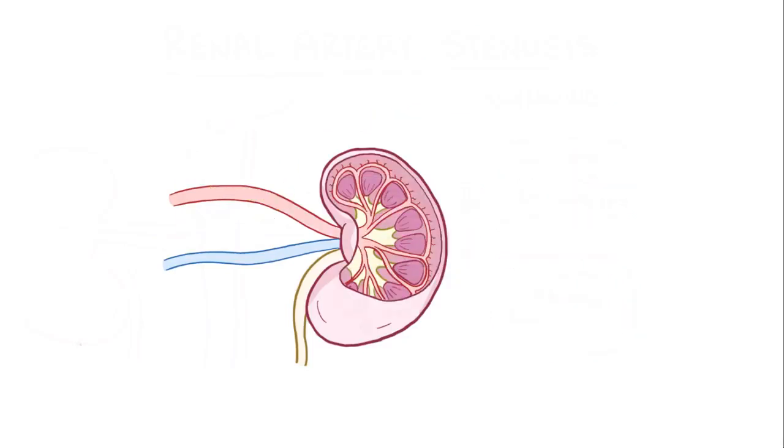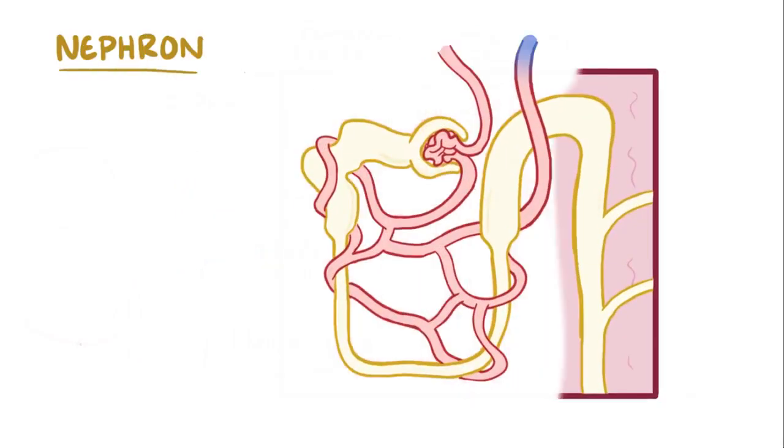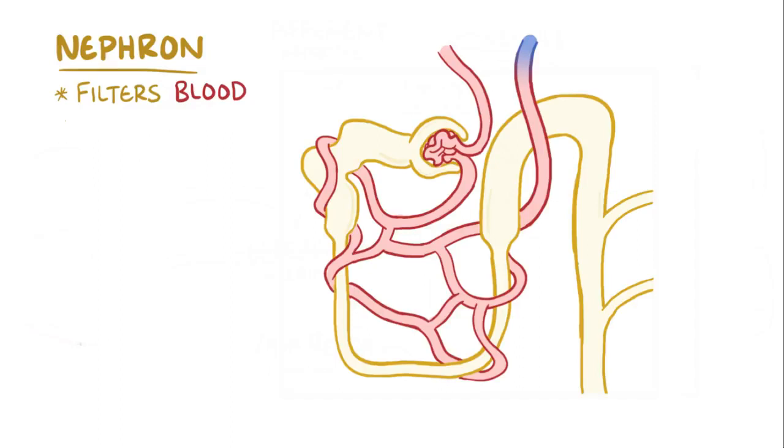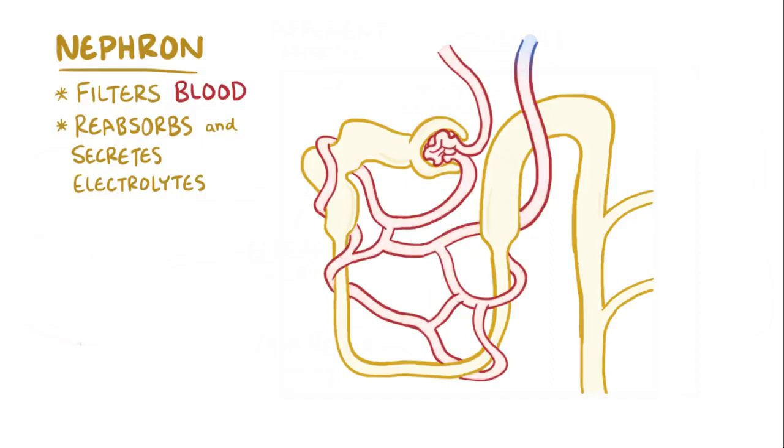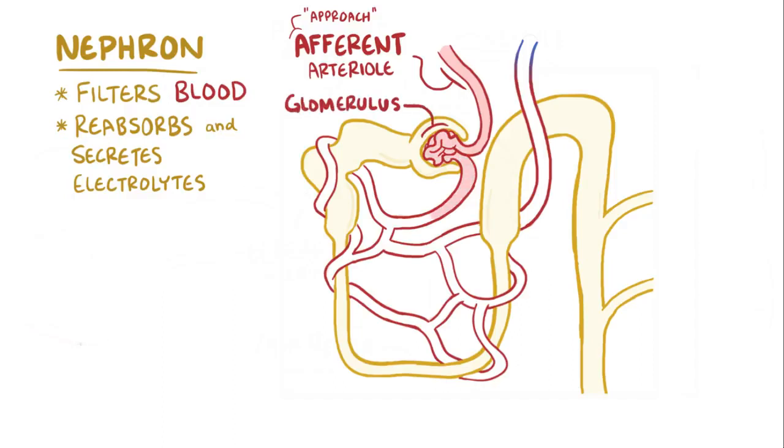Inside the kidney, there are millions of nephrons, each of which help to filter the blood and then fine-tune the composition of blood by carefully reabsorbing and secreting electrolytes as fluid passes through various parts of the nephron. Blood approaches the nephron via the afferent arteriole. You can remember it as A for approach, and then forms a tangle of capillaries called the glomerulus before exiting via the efferent arteriole, E for exit.